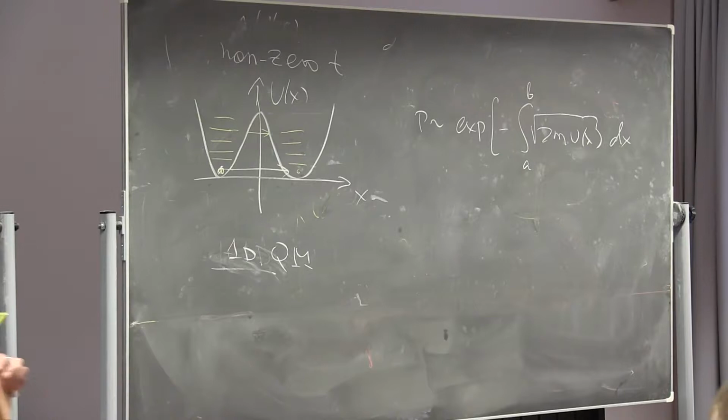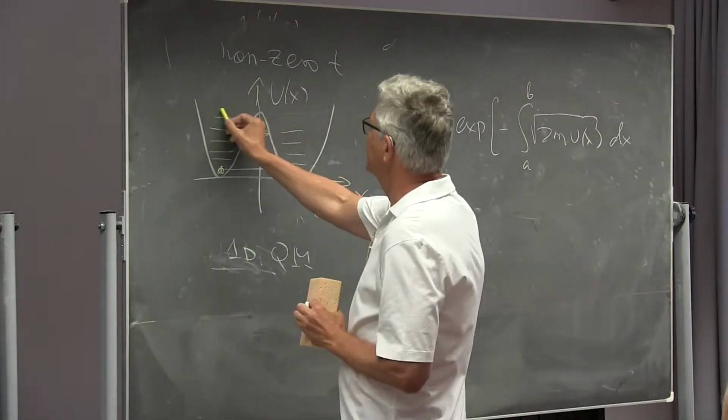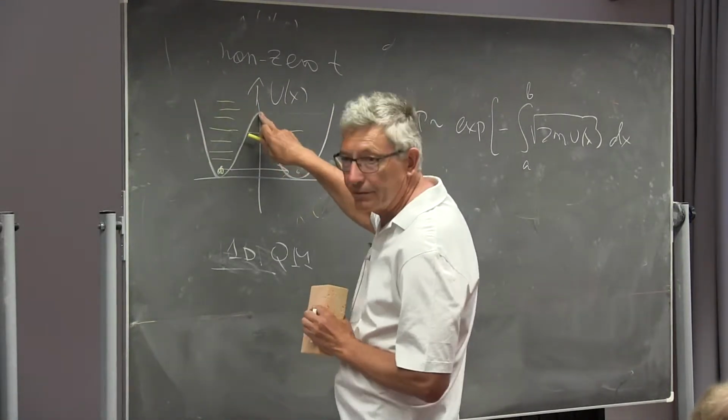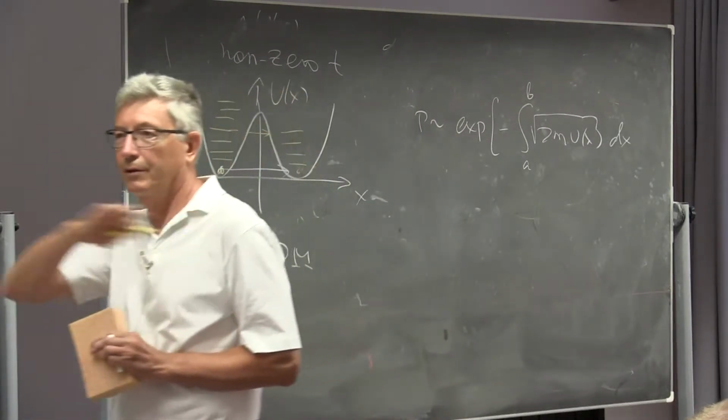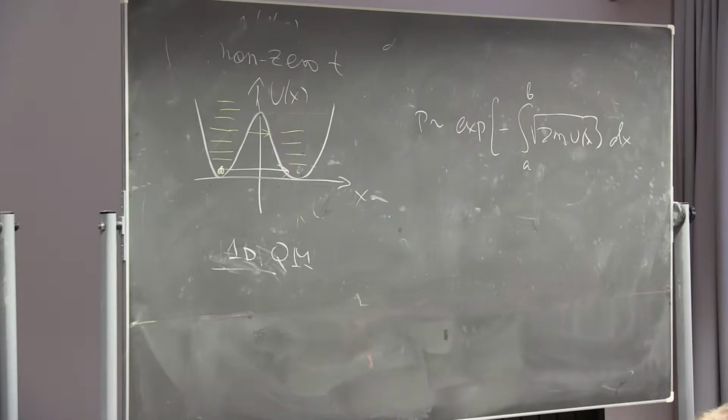Okay? And eventually, for the levels which are above this point, this probability is equal to 1. So the system can freely evolve from the vicinity of one vacuum to another vacuum.